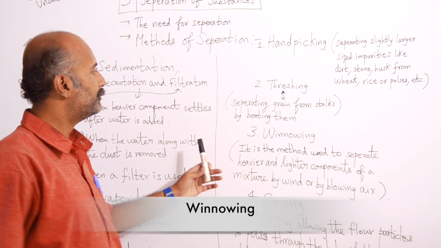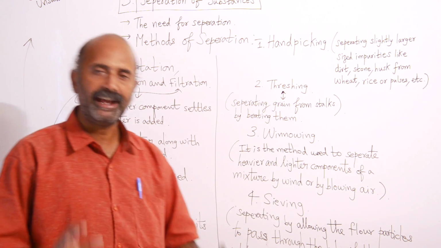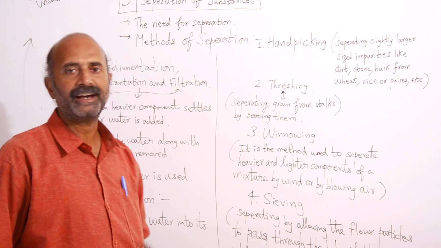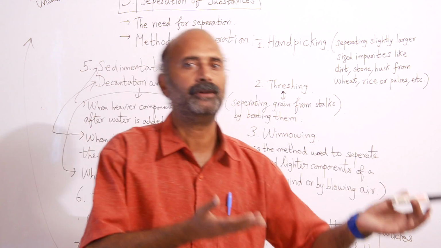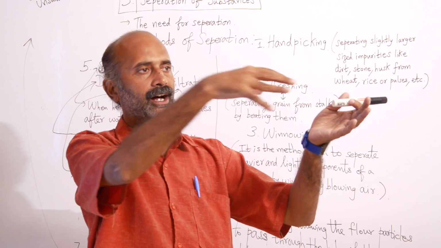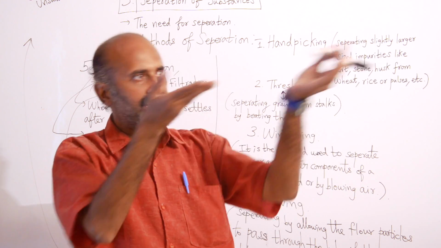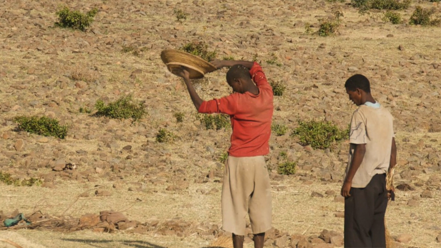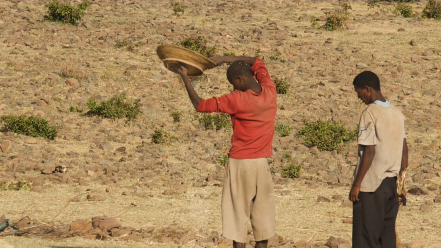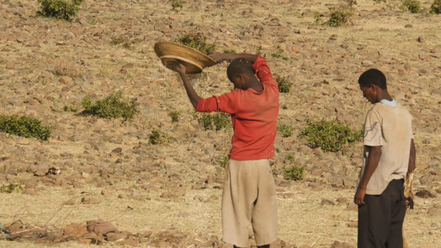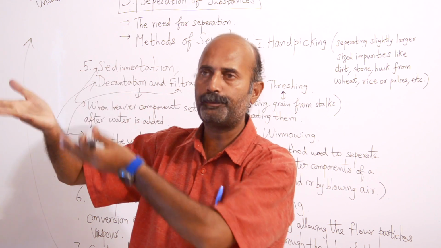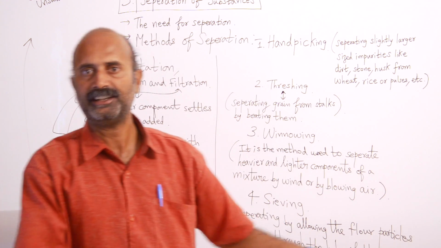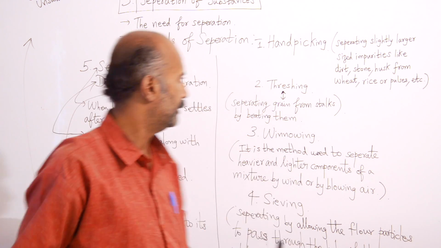Winnowing. So it is a method used to separate heavier and lighter components of a mixture by wind or blowing air. Say for example, you would have seen farmers, they take the sieve and they put some wheat or some grain, and they keep it like this and they shake it in the air. So what happens when the wind blows? The impurities just flow away with the wind, and the good part remains in the sieve, and then they put it back inside the barrels and they collect it. So that's why it's known as winnowing.